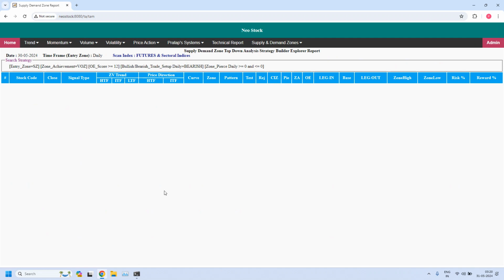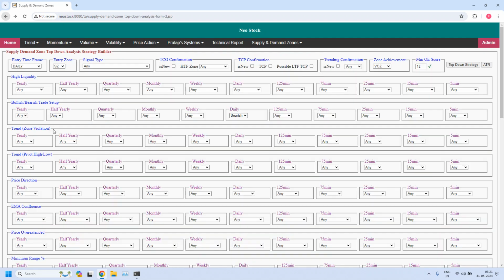No stocks are available. Currently no stocks supporting. Let us check the filter. Daily time frame, entry zone is supply zone, zone achievement VOZ, score is greater than or equal to 12. And in bullish or bearish trade setup, in daily time frame we have selected bearish. So that means there are no stocks currently supporting bearish trade setup. Okay, now let me go back.